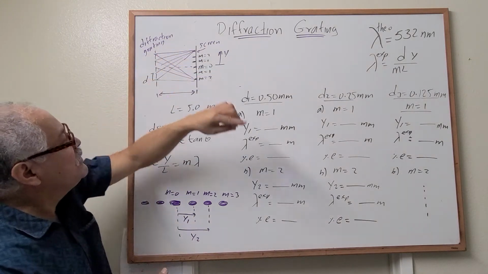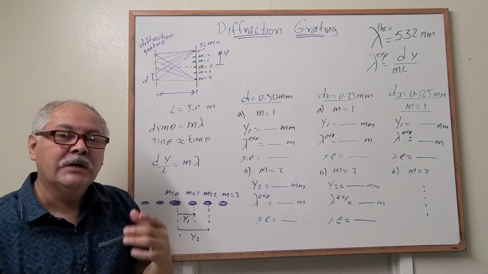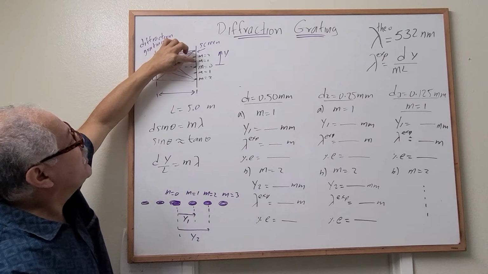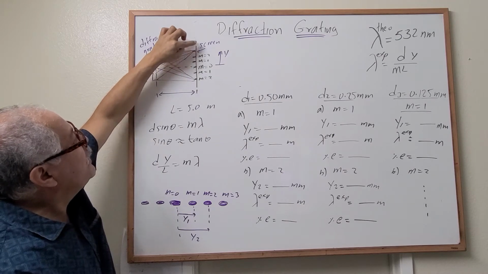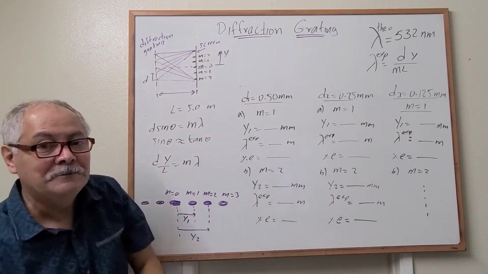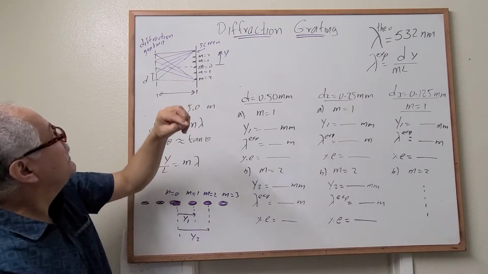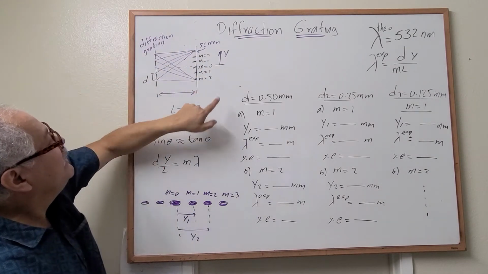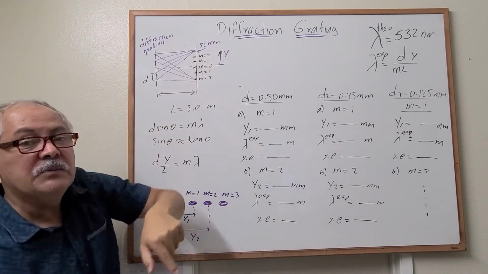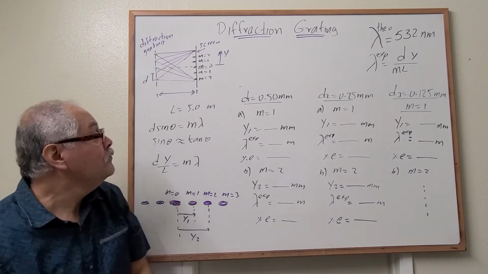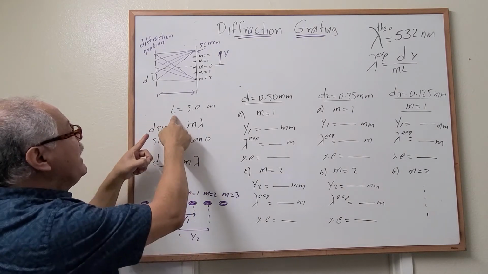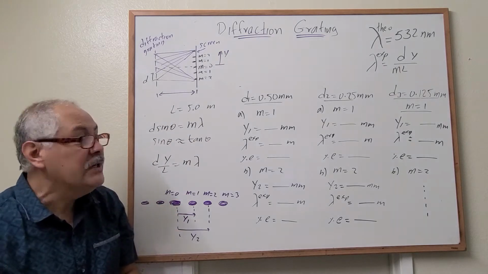Let's take the center to be m equals 0. This is the order number. And then let's go to the next one, m equals 1, m equals 2, going up and going down, the same thing. m equals 1, m equals 2, and so on. Okay, this is the screen, this is the diffraction grating, and the distance from the center to any point in position, we call it y. The distance between the diffraction grating and the screen is L. In this case, it is 5 meters.